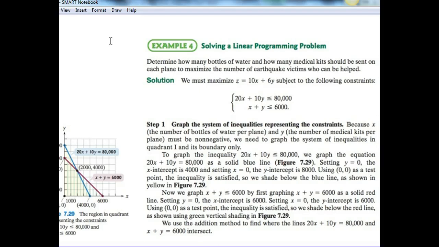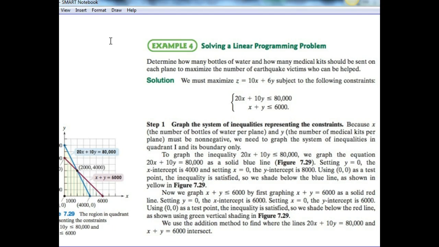Hello, we're going to be looking at example 4 from your Pre-Calculus Part 2 textbook. This is found on page 793 of that particular textbook. It's example 4 under linear programming.